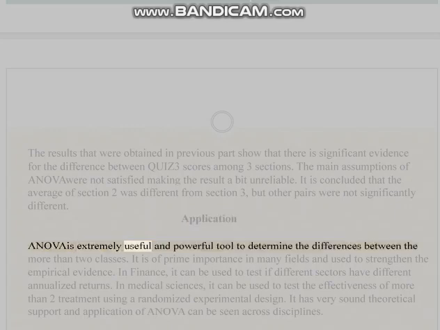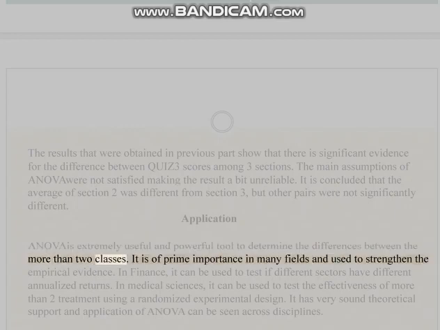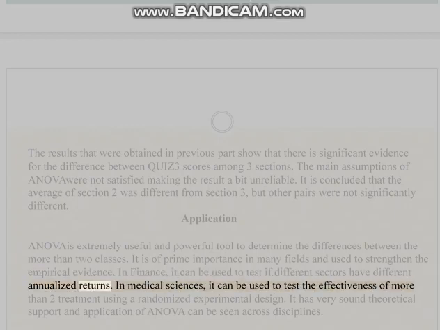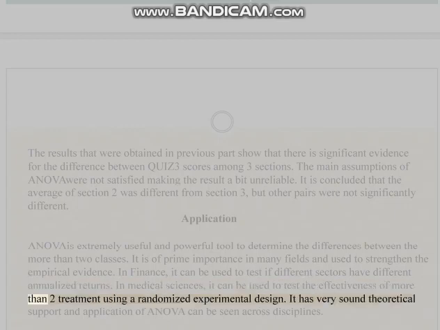Application. ANOVA is an extremely useful and powerful tool to determine the differences between more than 2 classes. It is of prime importance in many fields and used to strengthen the empirical evidence. In finance, it can be used to test if different sectors have different annualized returns. In medical sciences, it can be used to test the effectiveness of more than 2 treatments using a randomized experimental design.